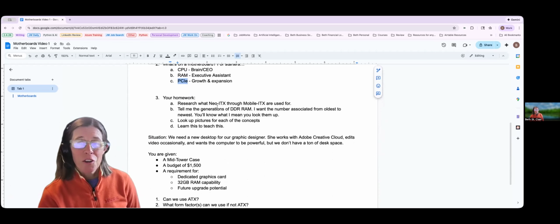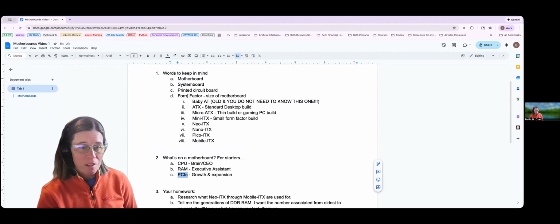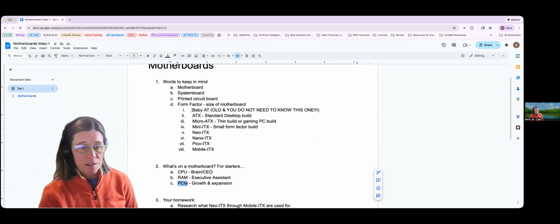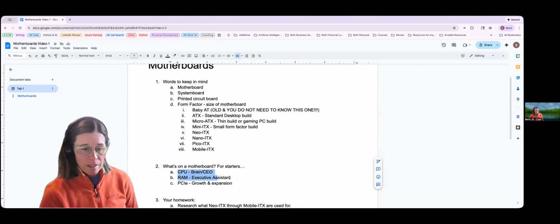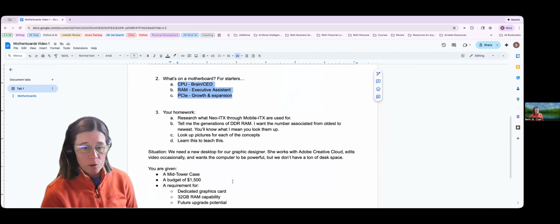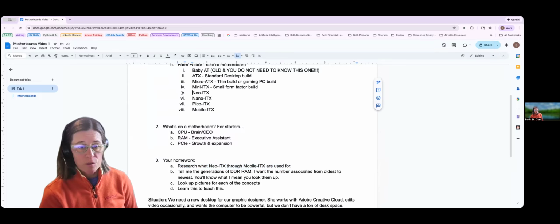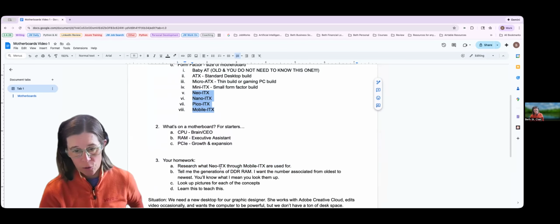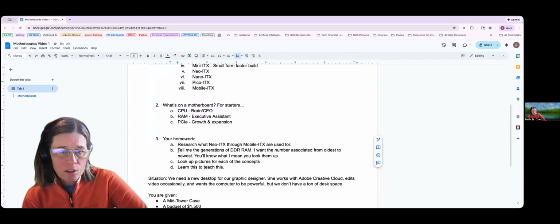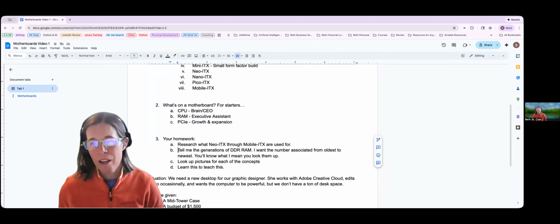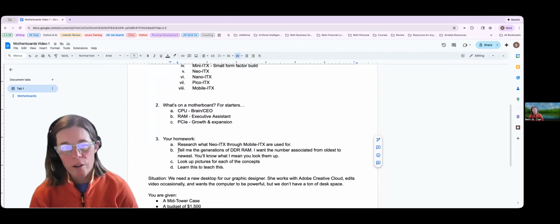So here is your homework. Okay, we went over a couple of things here. We talked about the form factor sizes, size order, and then we talked about these three components on the motherboard. I want you to research what Neo ITX through mobile ITX are used for, these four. Okay, I want you to research these four. What are they used for? And if you can take a look at pictures, look at pricing, so you kind of have an idea. You don't need to know that for the exam, but I want you to build your contextual learning.